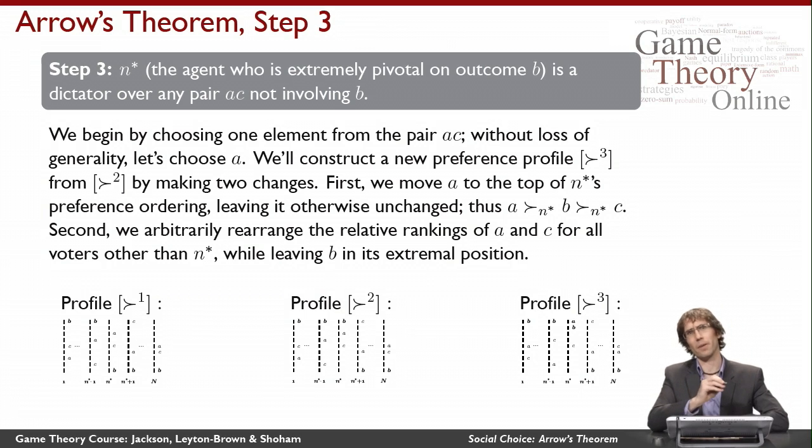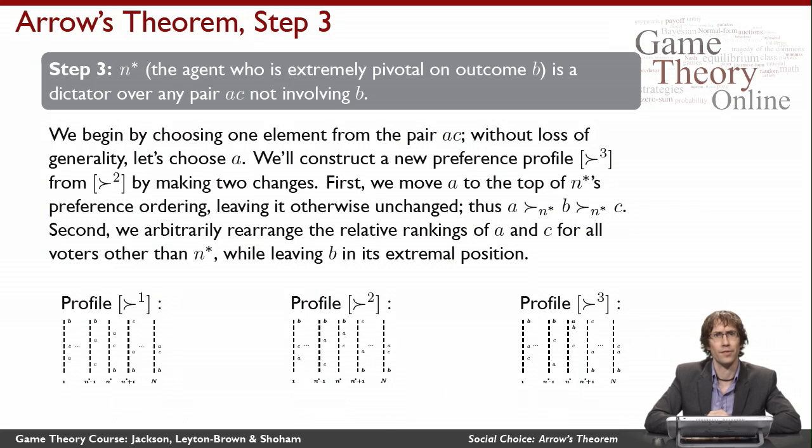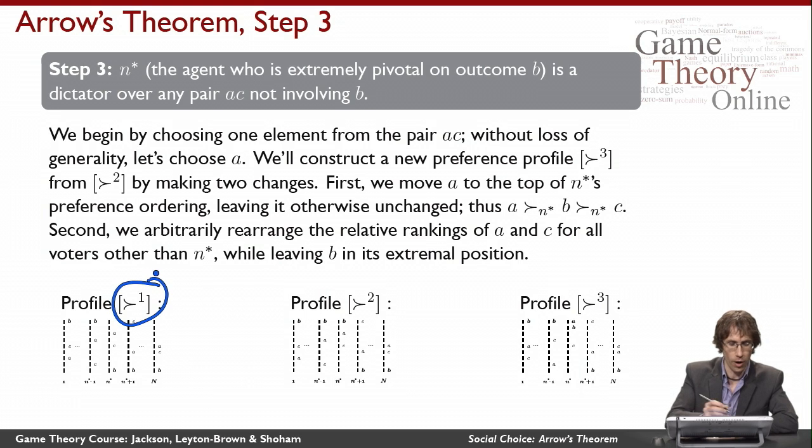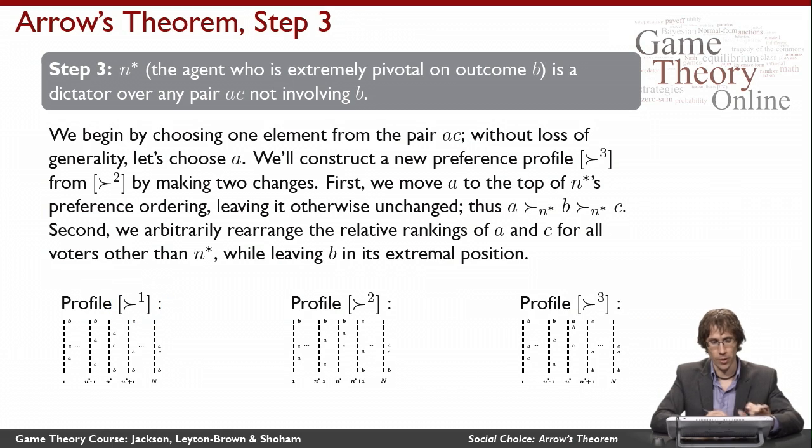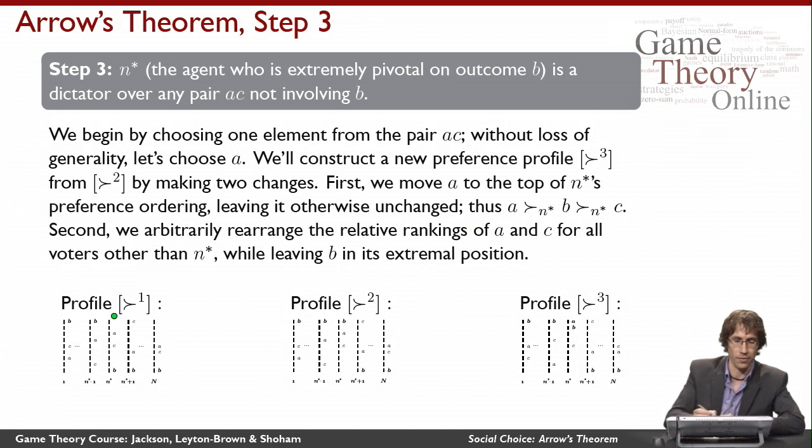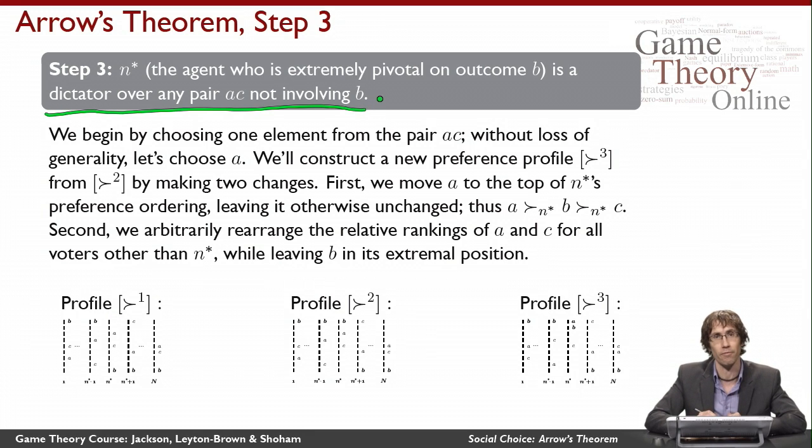So now I want to reason about this same guy, n star. So recall n star has special power over outcome B in this very narrow way, that there exists this one special profile that we constructed, pref1, where he can move B from the bottom to the top. Well, now I want to reason about this same guy, and I want to claim something that all of a sudden seems very strong, that he's a dictator over any pair AC that doesn't involve B.